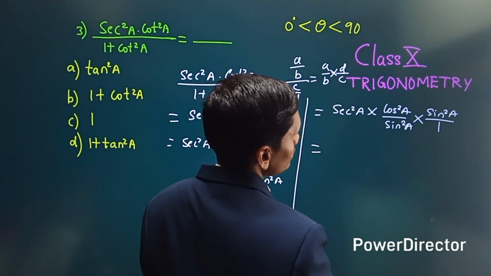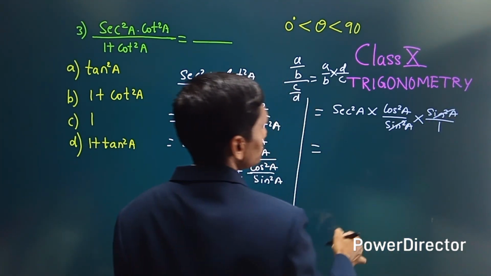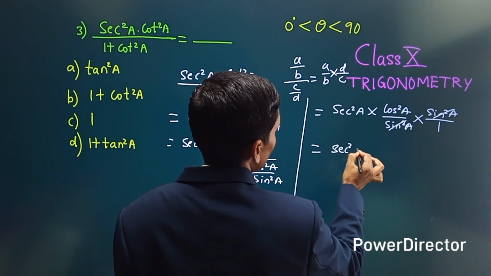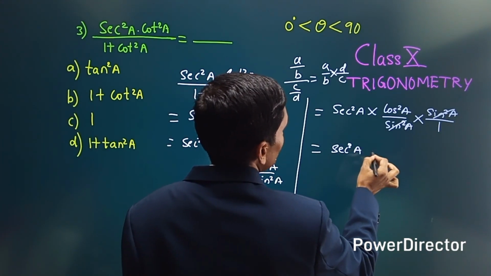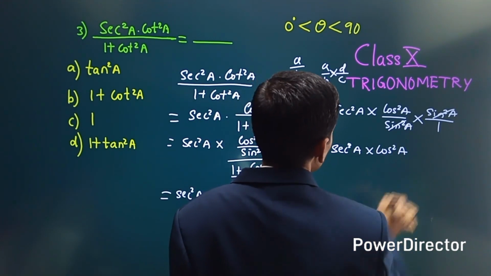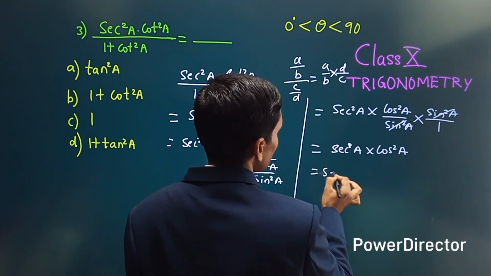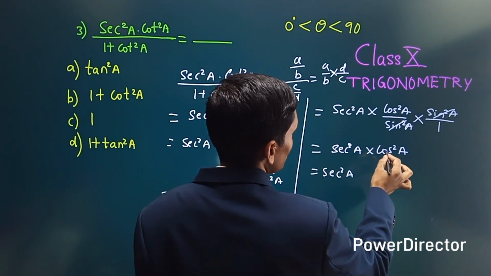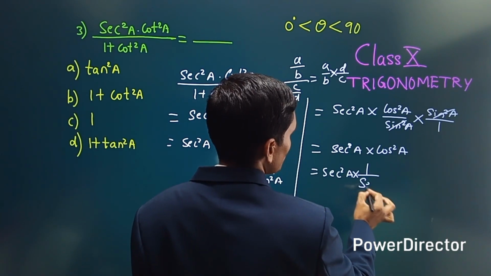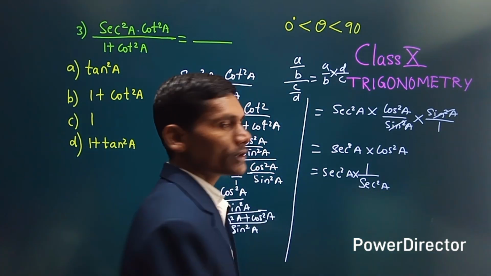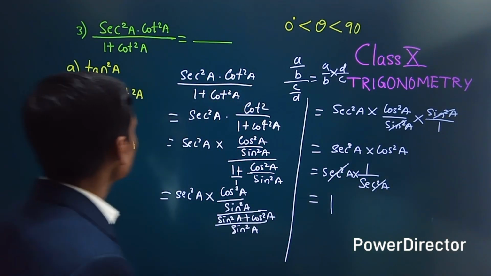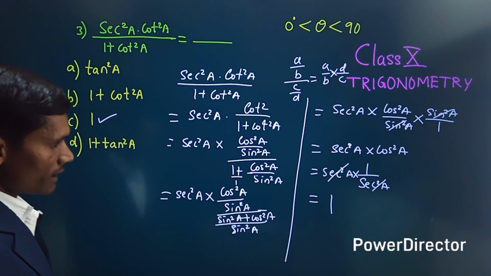So what happens now? Here sin square A gets cancelled, or not? See? So what can we write here? Sec square A is there. Let us write as it is. And here we have cos square A, right? Now can you write this cos square A as 1 upon sec square A? Now you see, both will get cancelled or not? What will be the answer? Answer is 1. So option C is the right answer.